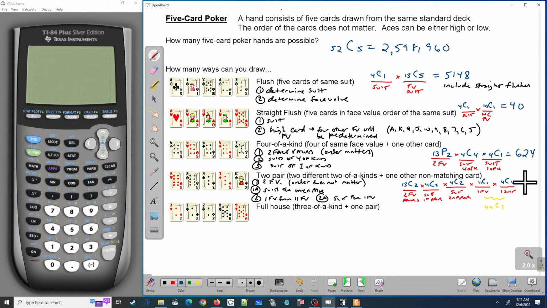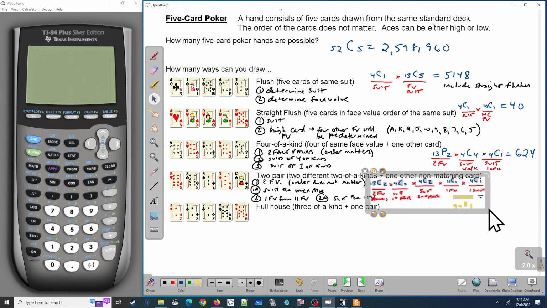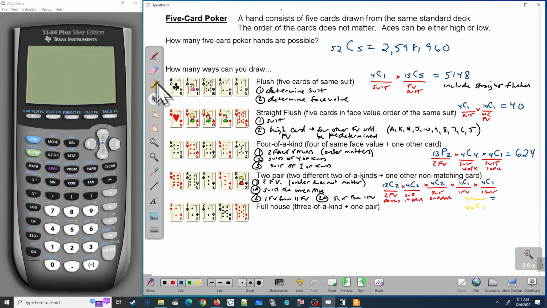Well, when you do the math for this, and I'm going to scoot this over now that I know I have enough room for this, let's put that right there. I can find out that there are actually 123,552 different types of two-pair hands. So it's not a huge number, but it's significantly more than flushes and four-of-a-kinds.